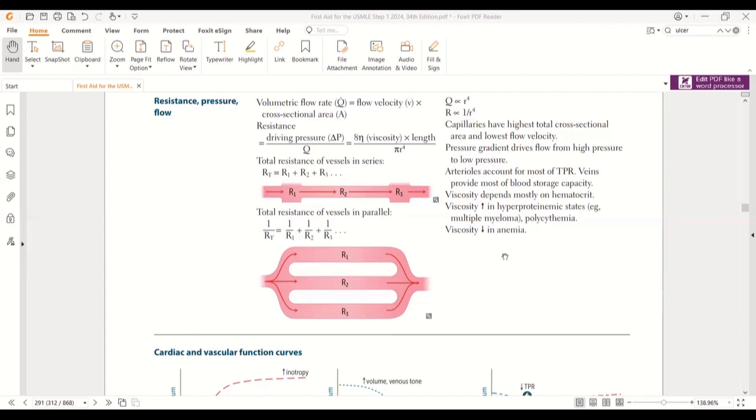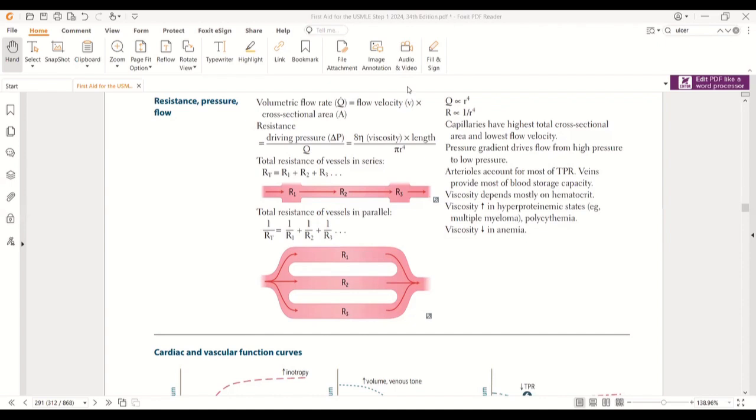Sometimes they give you multiple myeloma or polycythemia in hematology, and they ask about these kinds of things. What happened to the resistance? Sometimes they give arrows, right? What happened to the viscosity? What happened to the resistance? Two or three arrows. So this kind of thing, they ask these concepts in NBME and USMLE Step 1, right?